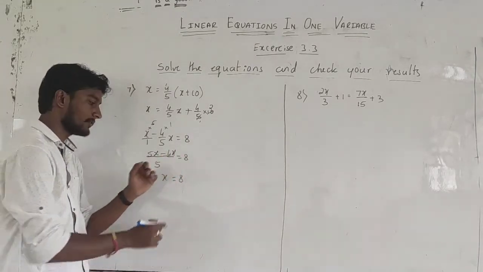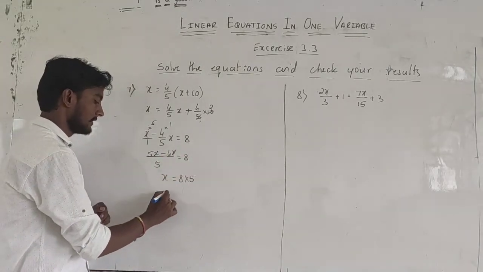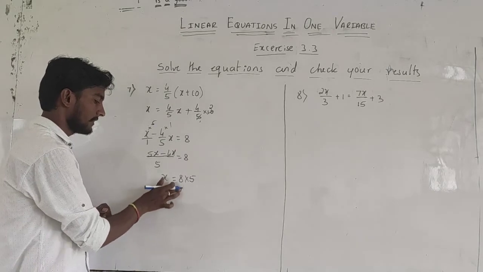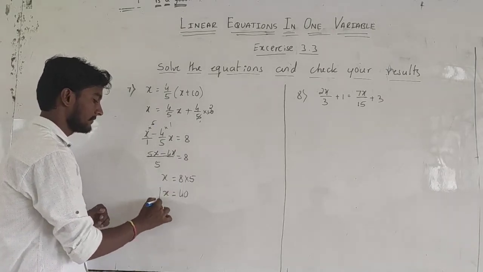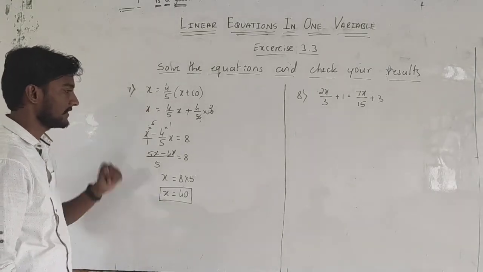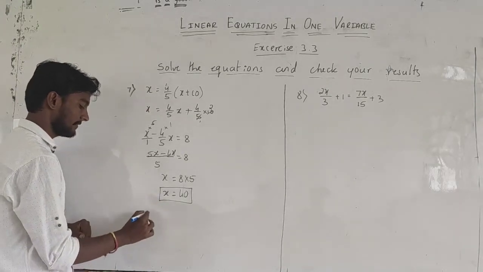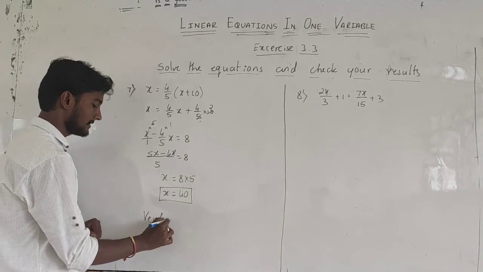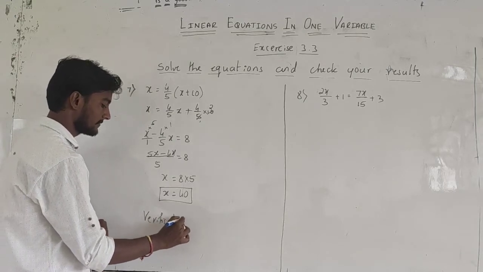This divided by 5, if you take this side, into 5. X is equal to 5 8s are 40. The value of x is 40. Substitute this x value in the equation and check whether you get the LHS is equal to RHS.